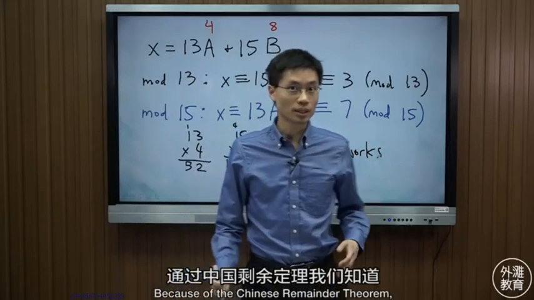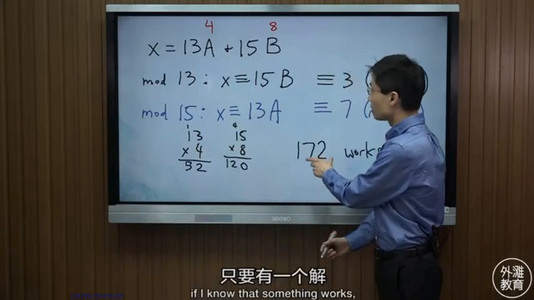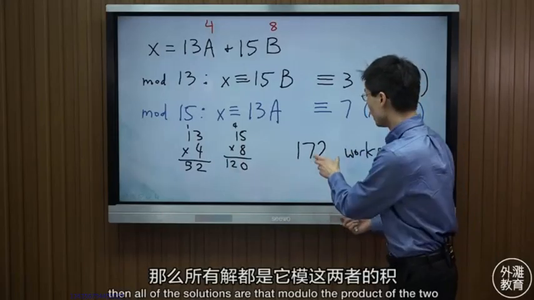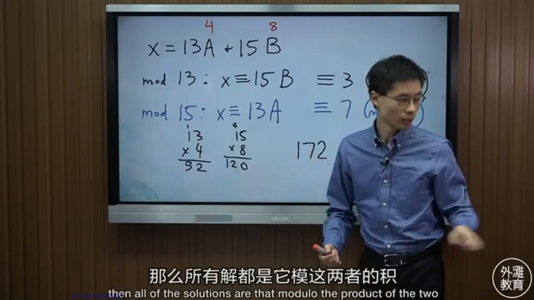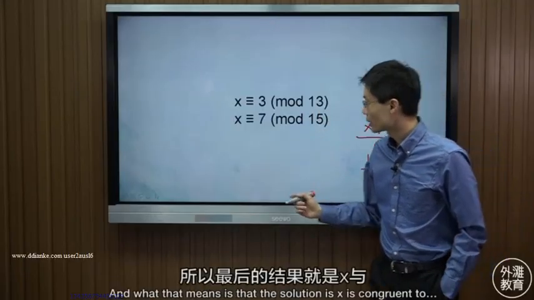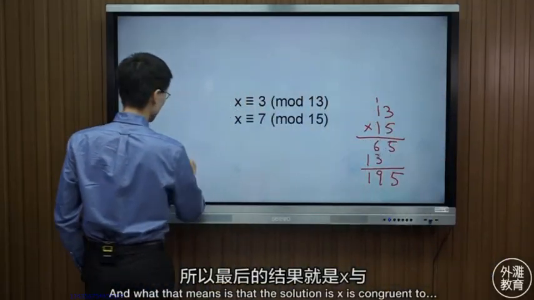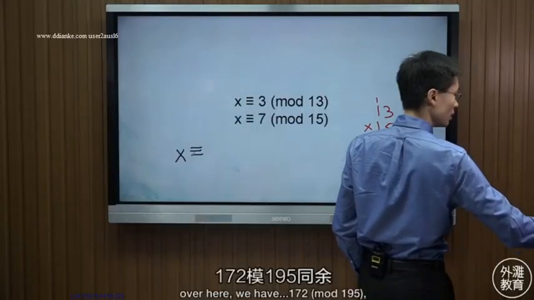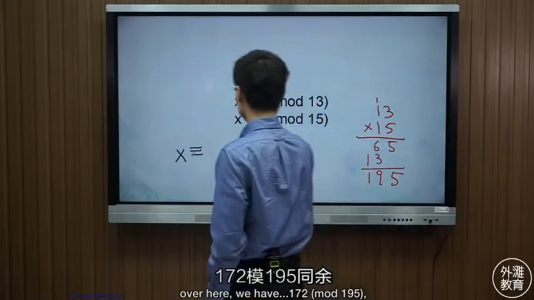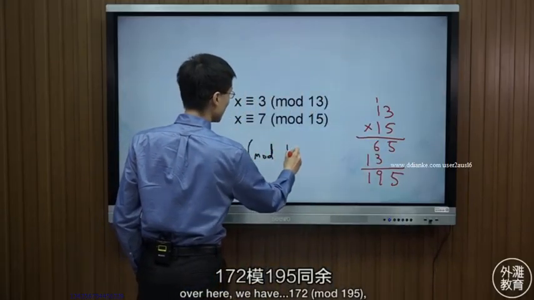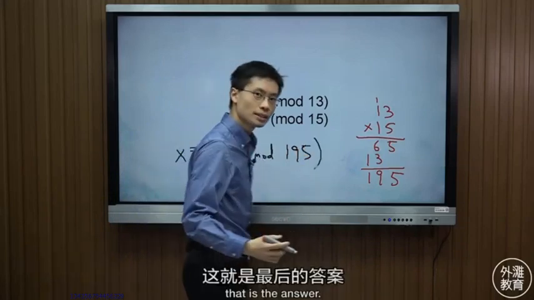What that means, because of the Chinese remainder theorem, is that if I know that something works, then all of the solutions are that modulo the product of the two, of the 13 and 15. And what that means is that the solution is x is congruent to, over here, we have 172 mod 195. That's the answer.